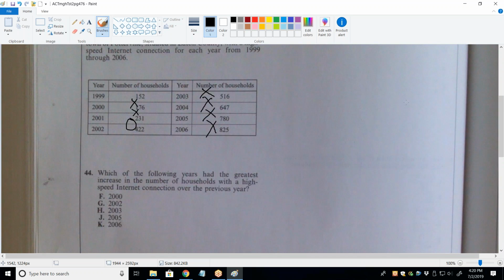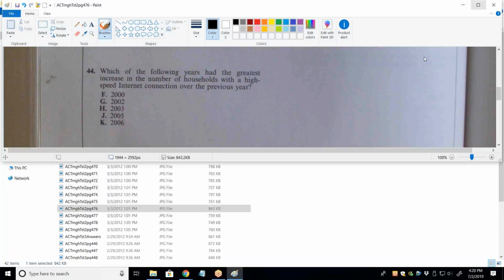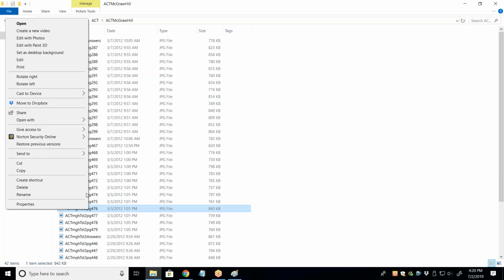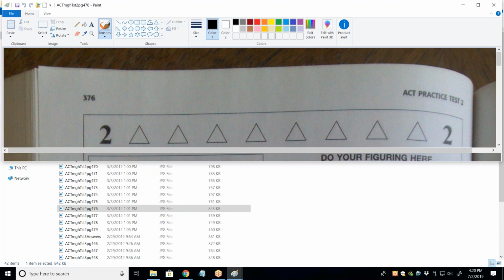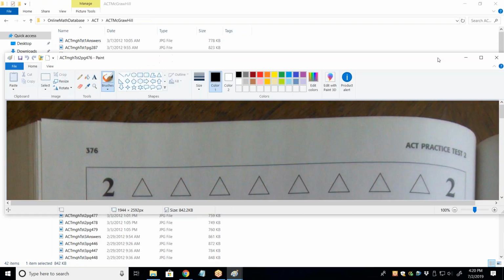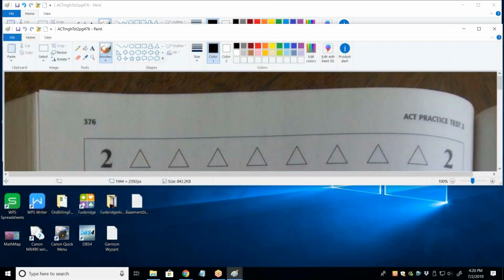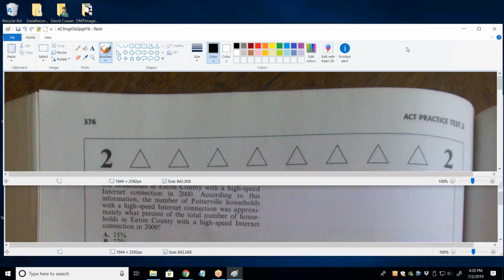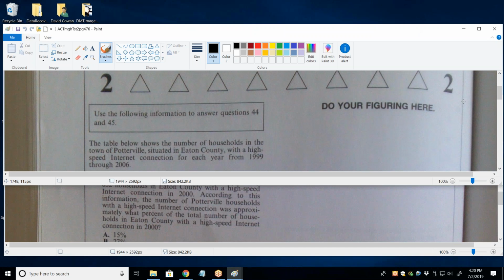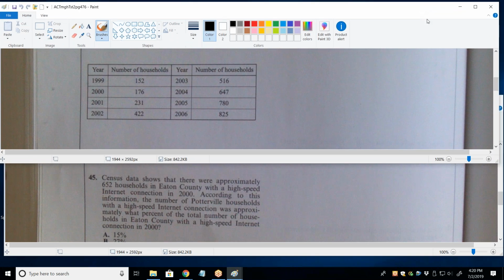Let's see. Same. This could be hard to do. Hold on a second. I can figure out how to do this. Think I can. So let's see. Let's put the question below and the picture above. And there we go.